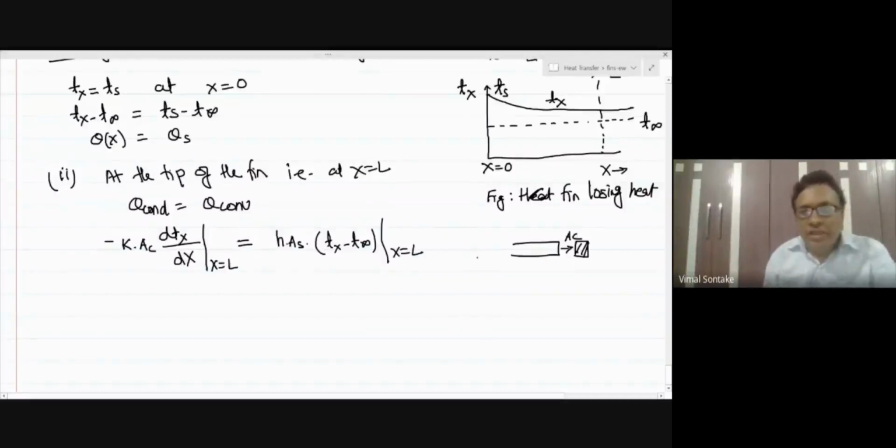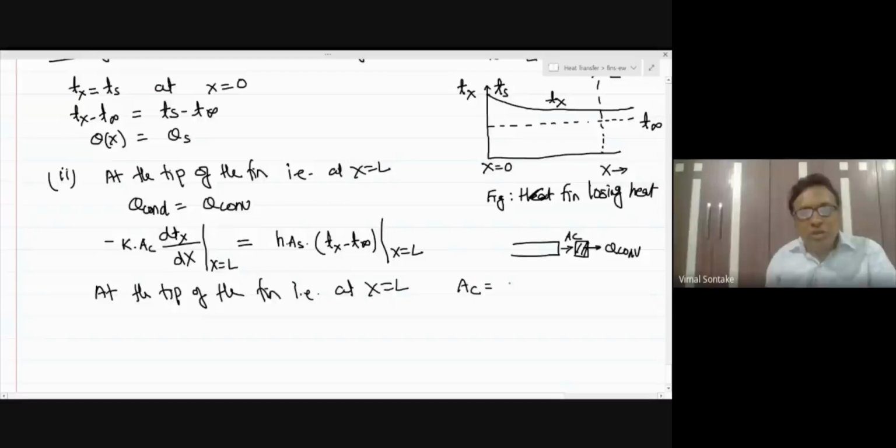Now we know, see, this is the tip of the fin. The cross-sectional area, normal to heat transfer for conduction, will be the cross-sectional area, and from the same area heat transfer by convection is also taking place. So what actually the conclusion is, at the tip of the fin, that is at x equal to L, the cross-sectional area of the fin is equal to the surface area. So this will get cancelled.